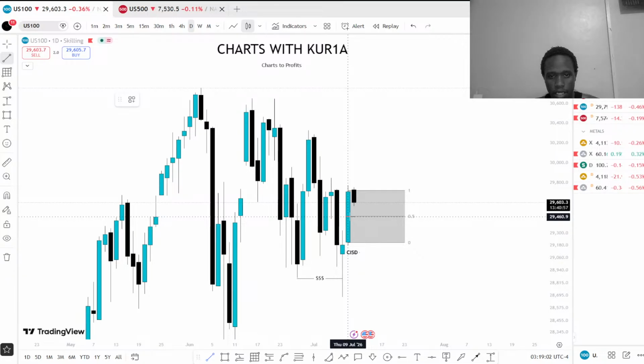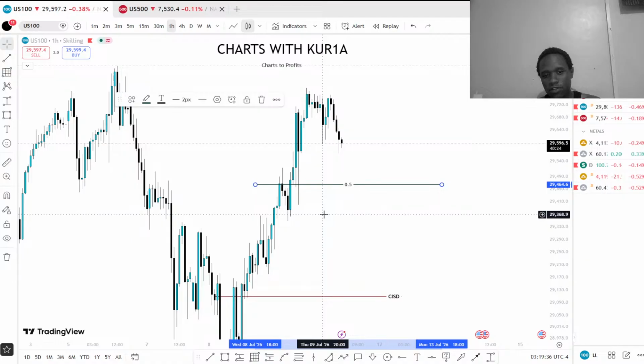As I have drawn this several times this week, you have seen that when you draw it from the higher time frame, the daily, the 0.5 level, when you come to the lower time frames, for example, the 1 hour, you will find that there are order blocks. So those are areas of retest. Okay, that's an equilibrium of that price action.